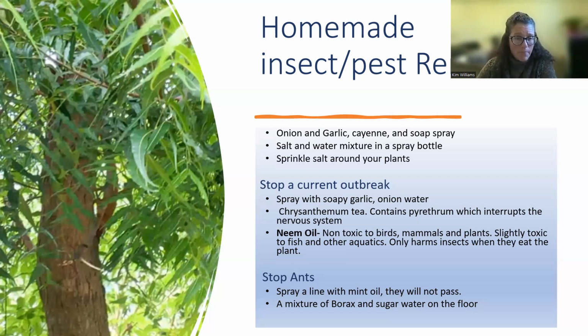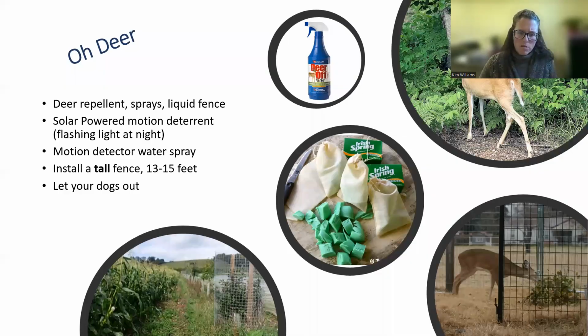And ants, you can use your essential oils with ants. They're so easy to control. You just spray a line of mint oil and the ants will not pass. Do a test: mix some mint essential oil with water, spray it, and they won't pass. You can also do a mixture of borax and sugar water, put it on the floor. The ants will come and get it and take it back to the nest and will kill the nest if you're having ant problems. So there's just a ton of little home remedies, and we try to just use them when we can.